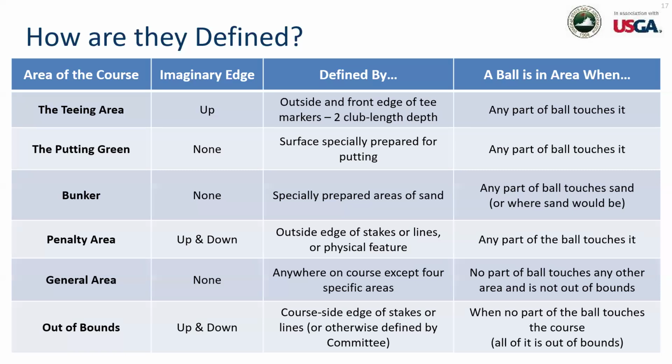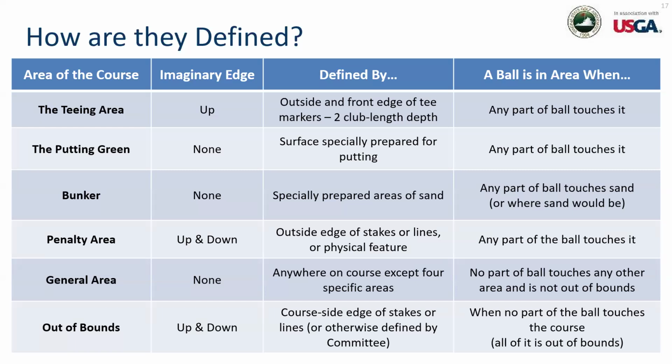If stakes or lines are used, they're typically white. Just like penalty areas, if lines are used, the line itself defines the out of bounds edge. If only stakes are used, the course side edge of the stakes at ground level define the edge. The out of bounds edge also extends upward and downward, but a ball has to be completely beyond the edge before it is out of bounds. If any part of the ball is touching the course, whether on the ground or overhanging in a tree, then it is not out of bounds.